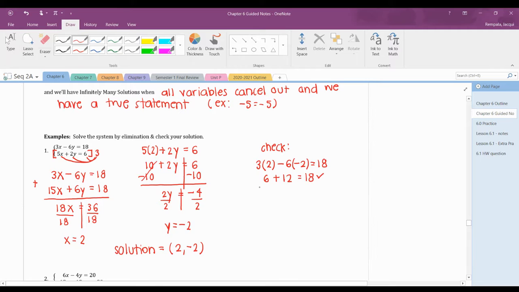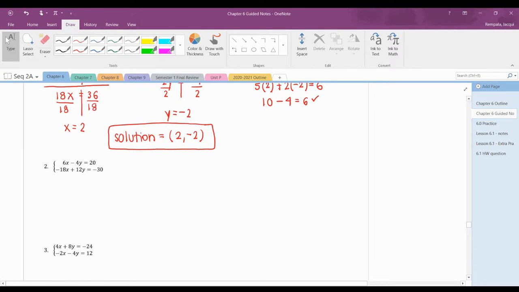The bottom equation, we're going to substitute in our numbers. So we have 5 times 2 plus 2 times negative 2, and we want to make sure that it equals 6. Well, 5 times 2 is 10. 2 times negative 2 is negative 4. 10 minus 4, that checks out. That gets us 6. So that's why we have one solution, and that solution is the ordered pair 2, negative 2.